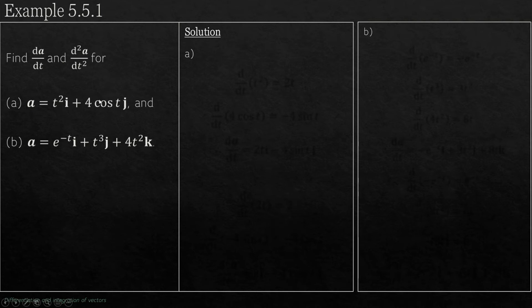looking at each component separately, differentiate t squared, we get 2t. Differentiate 4 cos t, and we get minus 4 sine t. So then we can put them together to write down the answer. So the first derivative, dA by dt, is going to be 2t i minus 4 sine t j.